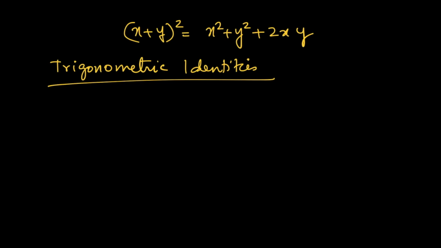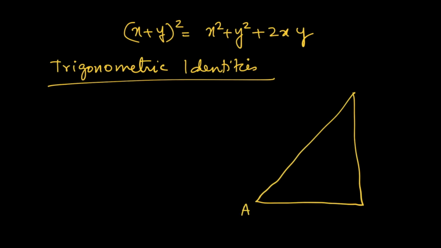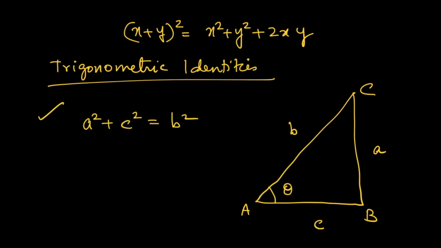For that, let's consider a triangle. This is vertex A, this is B, and this is C, and this is small a, this is small b, and this is small c. And if I call this angle A as theta, now using Pythagoras Theorem, we have a squared plus c squared is equal to b squared. So this is our Pythagoras Theorem.